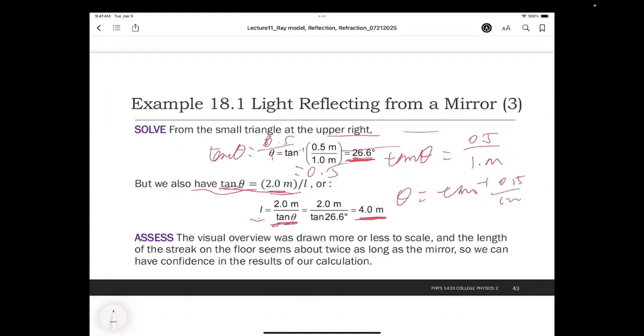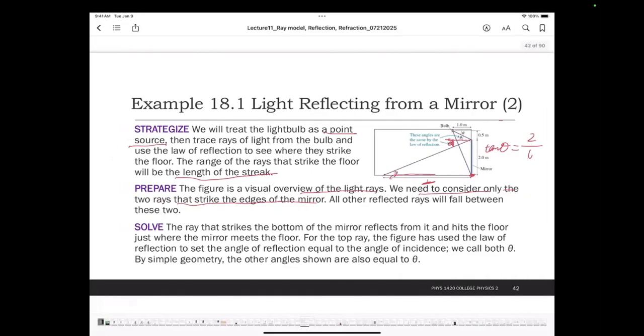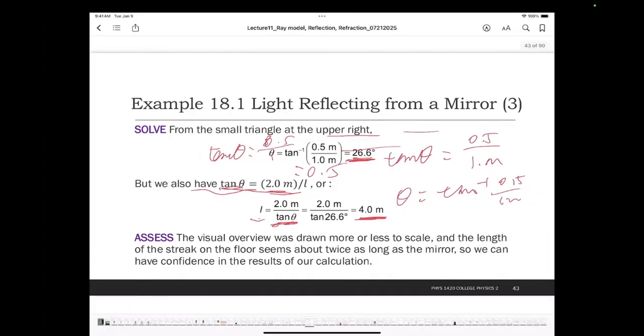The visual overview was drawn more or less to scale, and the length of the streak on the floor seems about twice as long as the mirror, so we can have confidence in the results of our calculation. You can see from here it is almost twice the 2 meters, am I right? So we should be confident in the result of our calculation.